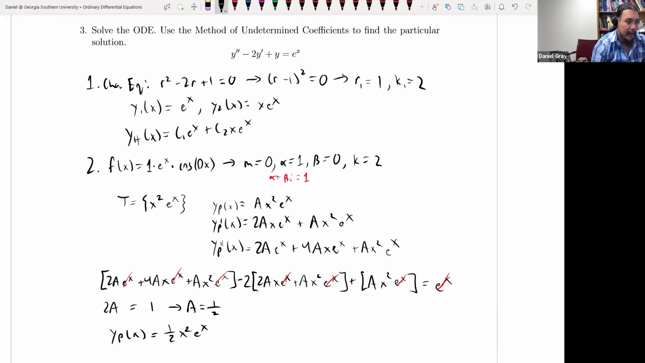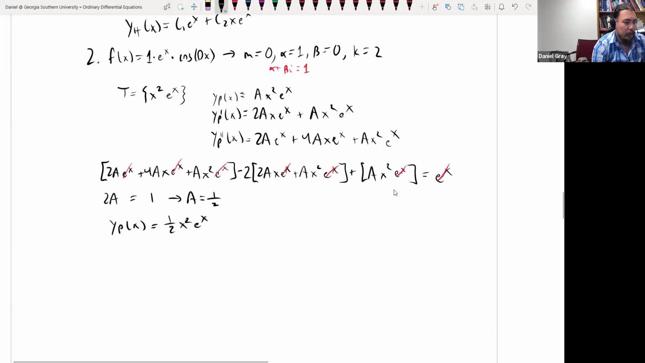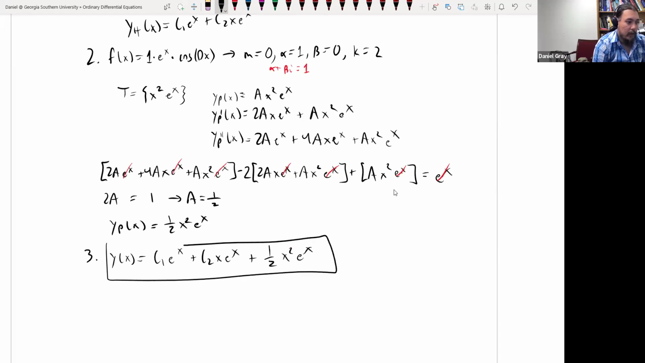Just plugging in what my a is right there. Okay, and it just happened to be that everything canceled off here. It's not always going to happen. Okay, now our step 3 is just write down what our general solution is, right? So we're going to take our homogeneous solution, c1 e to the x plus c2 x e to the x, plus our particular solution, 1/2 x squared e to the x. All right, and there's our final answer.